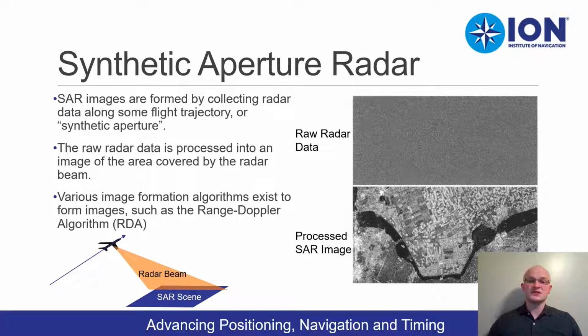Many algorithms exist to process the raw data into SAR images, but the algorithm we use is the Range-Doppler algorithm, primarily because it makes use of Fourier transforms, which makes it computationally efficient, and it means it could be used on smaller platforms with potentially less computational capabilities.